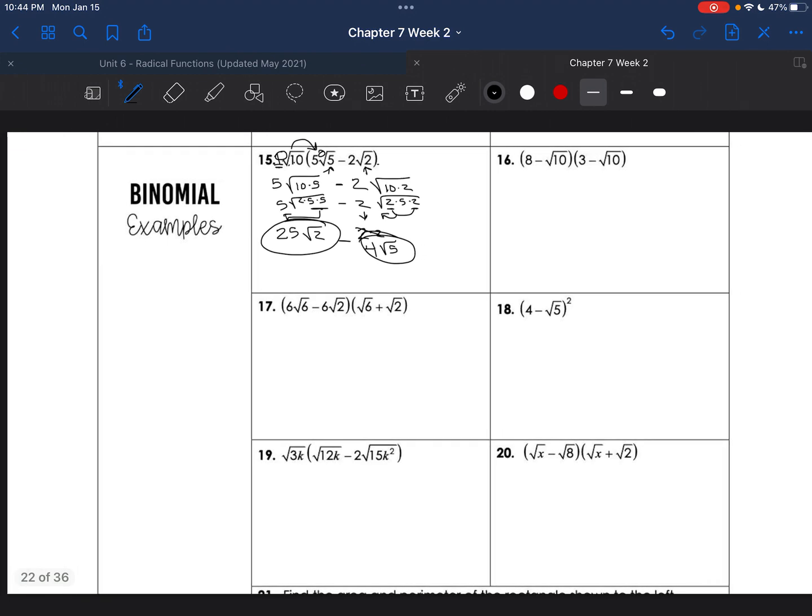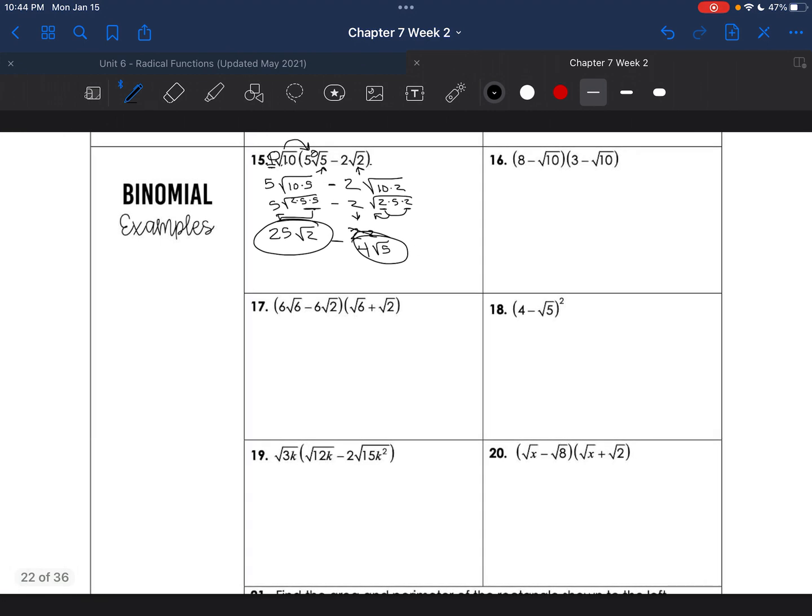So let's look at 17 below here. Okay, so we have 2 binomials, so you can think of this as a minus b times c plus d, and we're just going to FOIL. First, inner, outer, and last on them, okay? So let's do our firsts. I've got 6 square roots of 6 times another square root of 6, so he just goes right underneath.